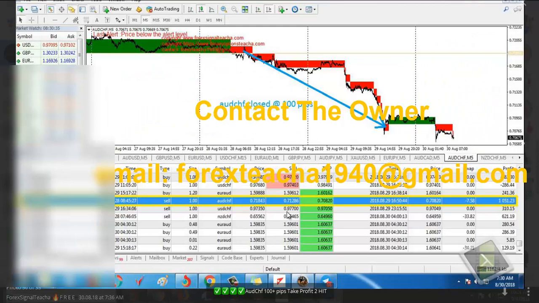You can also see this is Australian dollar, Swiss franc. This was a 100 pip move. You can also see the trade here down in the history. This was about $1,000. And if you see here in the trading history, you can see that I won 1, 2, 3, 4, 5, 6, 7, 8, and I lost only 2. And the winners are very big, the losses are very small.